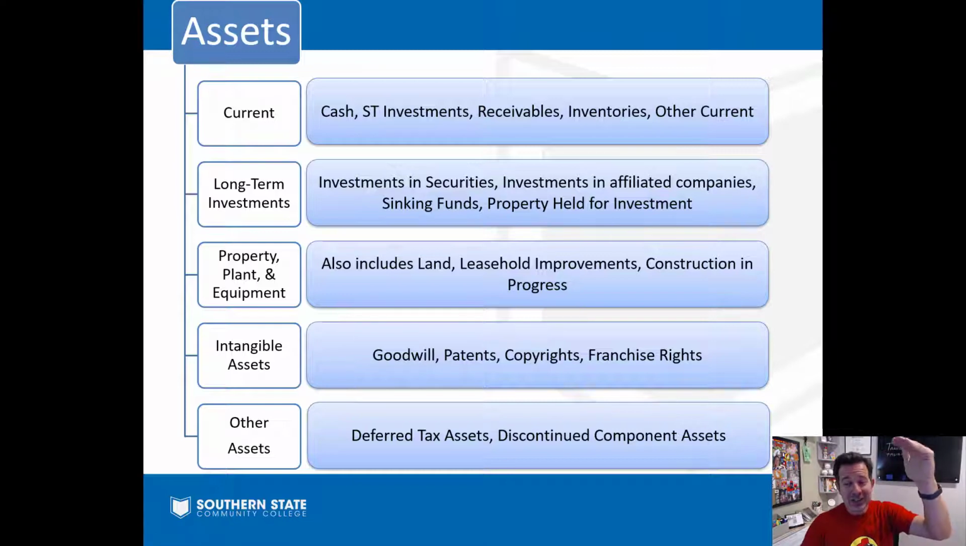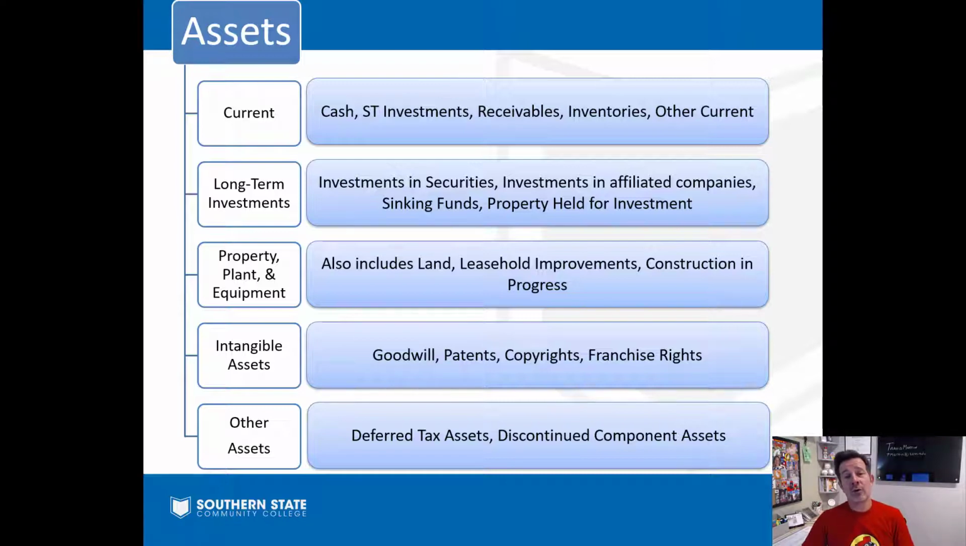All right. So we're going to put cash and cash equivalents at the very top under current assets. It's always going to be the first one. Short-term investments would be next: receivables, inventories, and then other current assets. So again, when we're talking about current assets, we're putting them in order of liquidity.